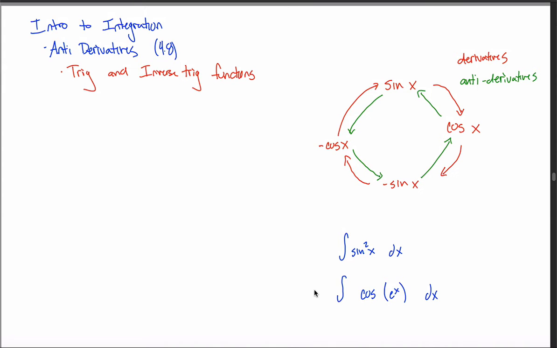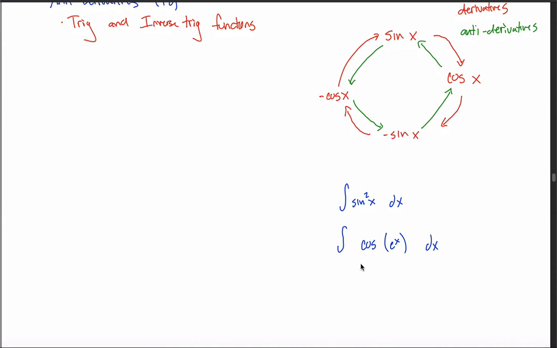It's worth pointing out that in Calc 1, you could do a lot more stuff. Somebody could ask you for the derivative of sine squared x, for example, and you could use the chain rule and figure this out. Unfortunately, that logic doesn't work at this point in the class. We do not know how to take the antiderivative of sine squared x, so I'll leave that as a question mark for now. Similarly, you could use the chain rule if you had a function like e to the x nested inside the cosine function. That's something we could easily take the derivative of, or at least we could. I don't know if it's easy. But we cannot take the antiderivative of it.